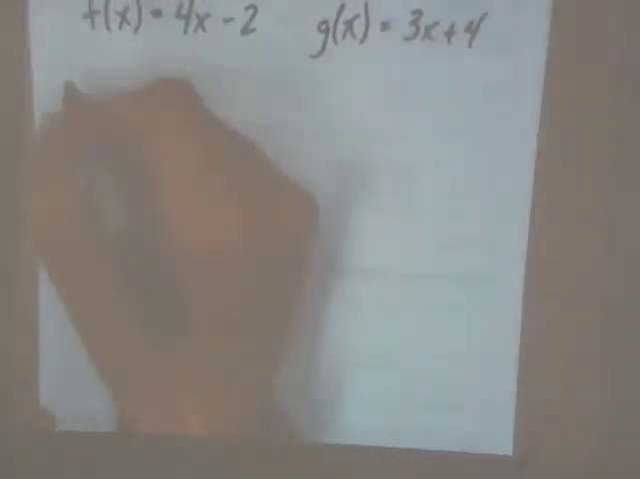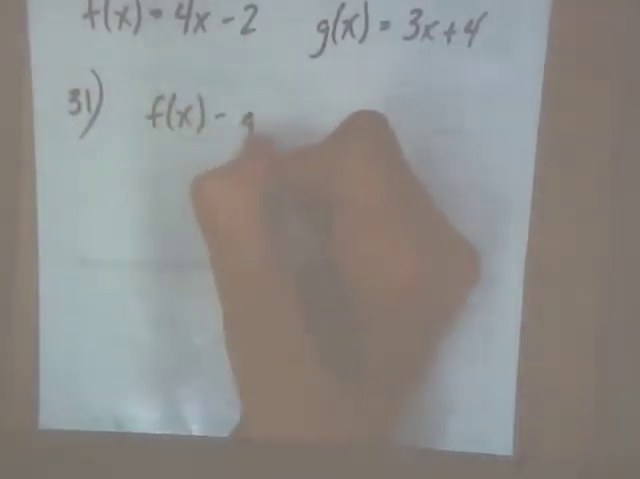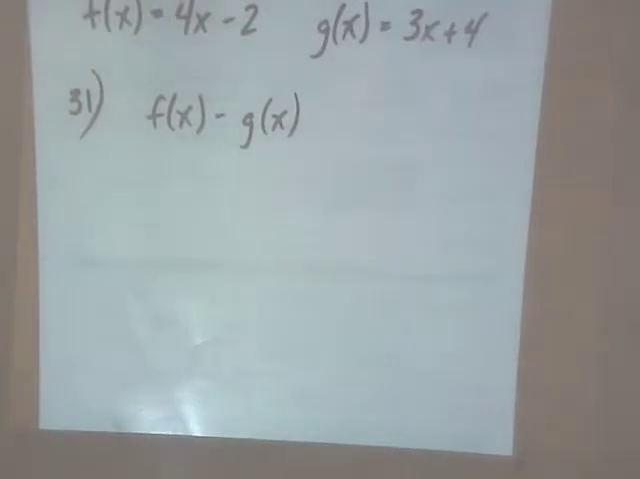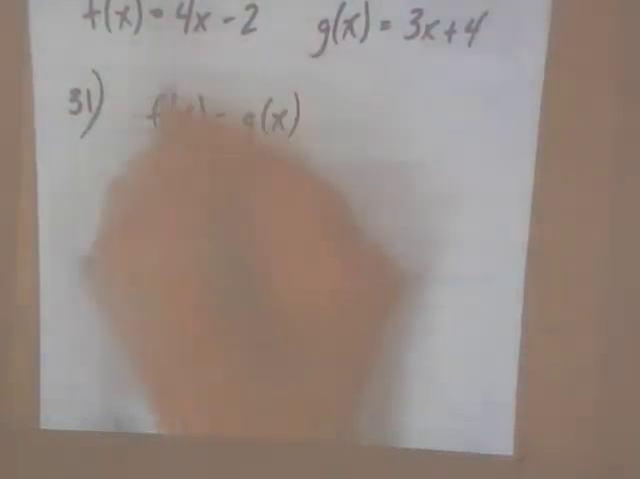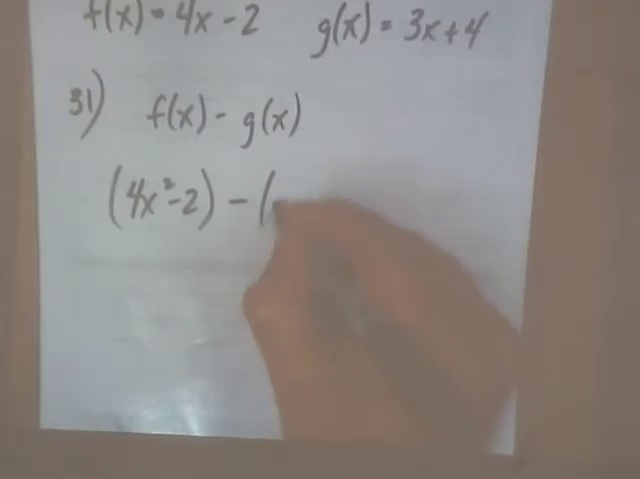F of x equals 4x squared minus 2. G of x equals 3x plus 4. For 31, they want us to find f of x minus g of x. F of x is 4x squared minus 2. Subtract all of g of x. Be careful, make sure you distribute that negative into all of g of x.